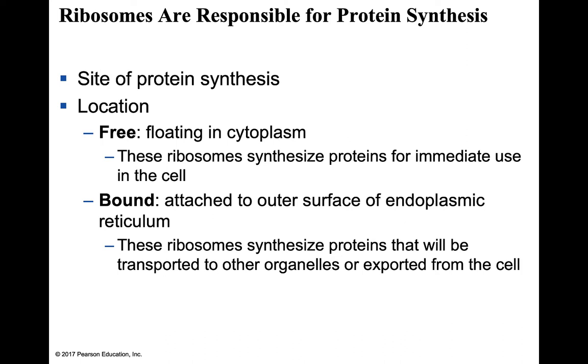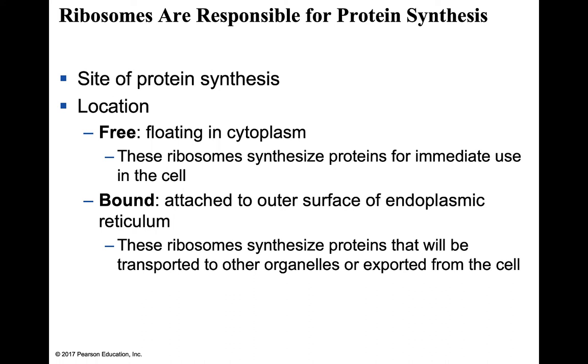Now, the next organelle that we're going to introduce are ribosomes, and quite often I will refer to these as the cellular protein factory. So this is where protein synthesis takes place, and there are two different types of ribosomes that might be found in a cell. Some are free, and those are the ribosomes that are just floating in the cytoplasm, and the role of these ribosomes is actually to synthesize proteins for immediate use by the cell.